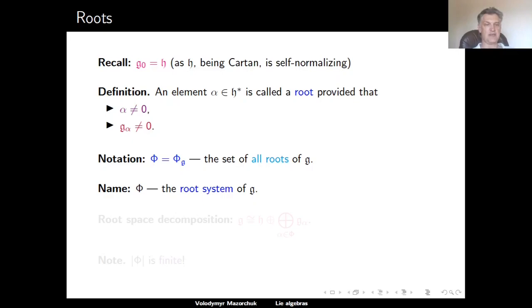So the root space decomposition of the Lie algebra G is given in the following way. The Lie algebra G is isomorphic to the direct sum of the Cartan subalgebra H plus the direct sum over all roots alpha of the Lie algebra G of the corresponding subspaces G sub alpha. Since G is finite dimensional, it is clear that Phi is a finite set.